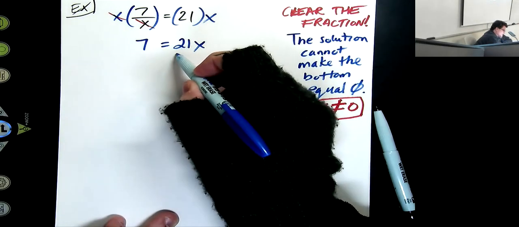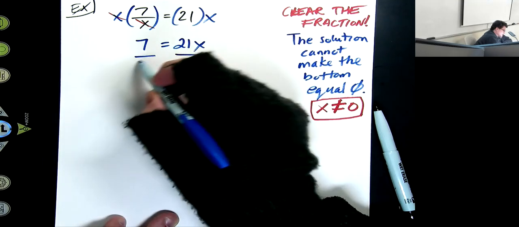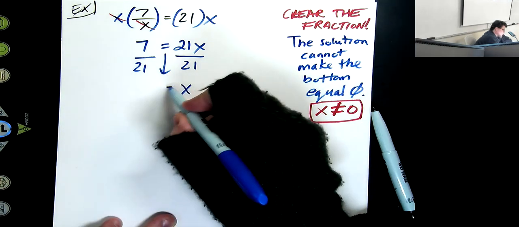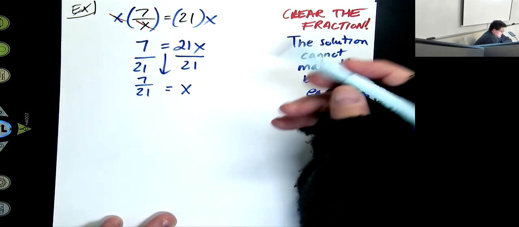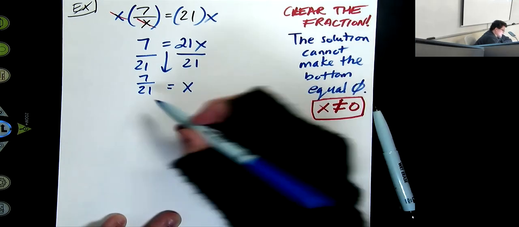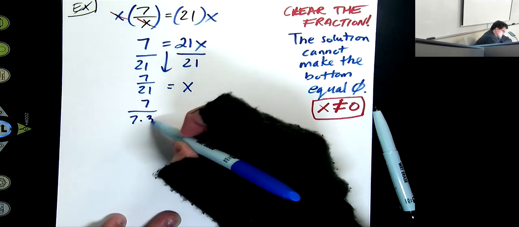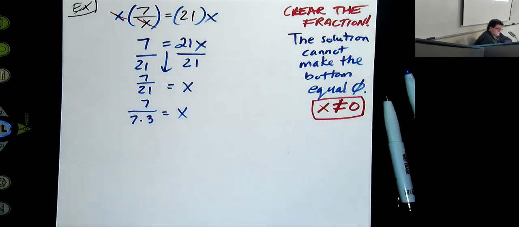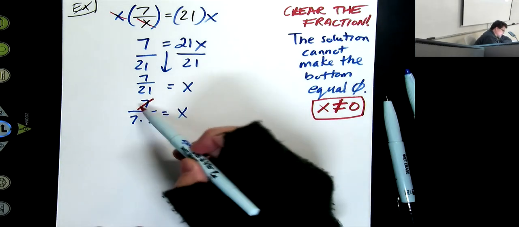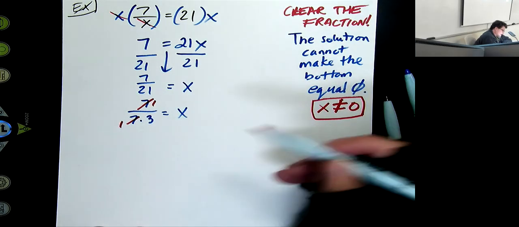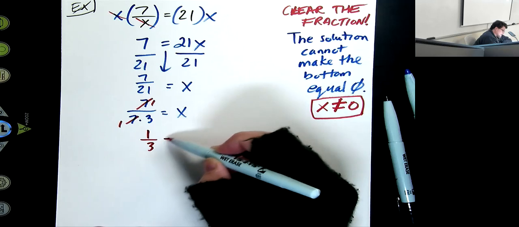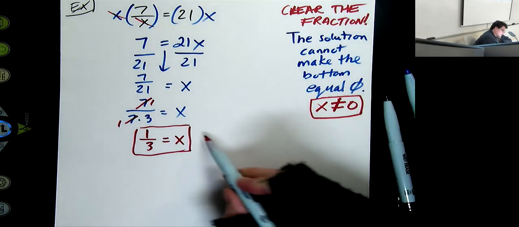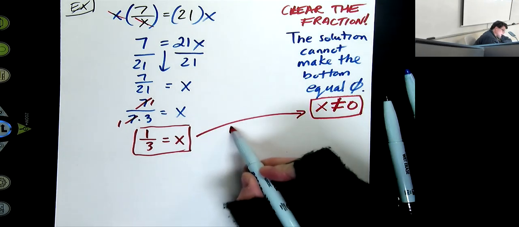Now, to finish it off, I divide by that number in front on both sides. And I get x equals 7/21. That simplifies though. 21 is 7 times 3. So I can cross those 7s off and replace them with 1s. And what I have left is 1/3 equals x. I'm gonna make a quick check. Nope, not 0.